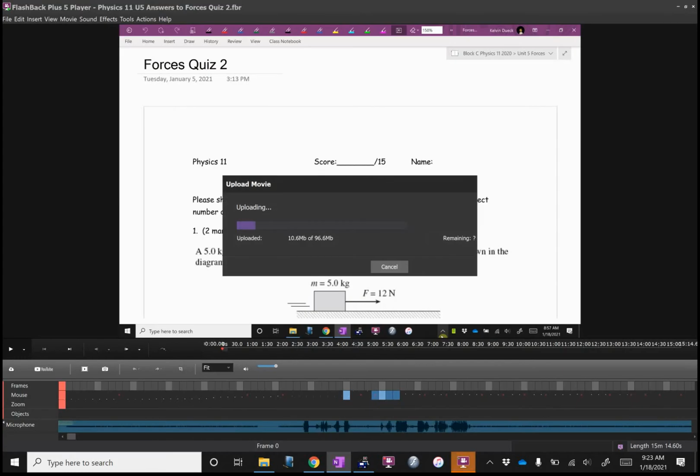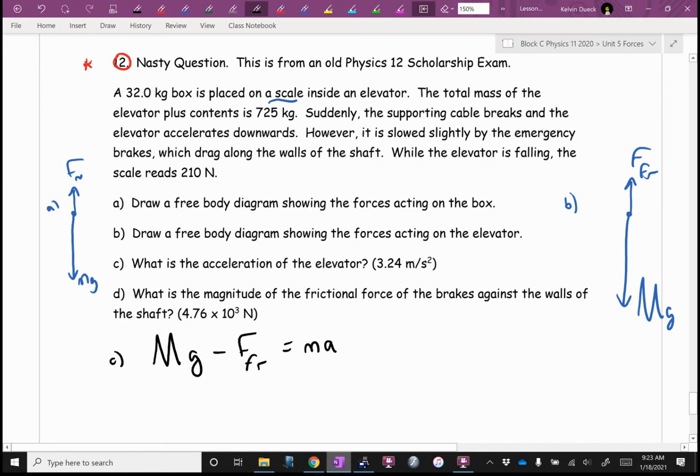Problem. I don't know that because I don't know mu. And I don't know that. I have what we say in physics or in math, I have an equation with two unknowns. Wait a minute. What's inside the elevator? A box. Will the box inside the elevator be accelerating at the same rate as the elevator if it's inside the elevator? I'm not going to find the acceleration of the elevator.